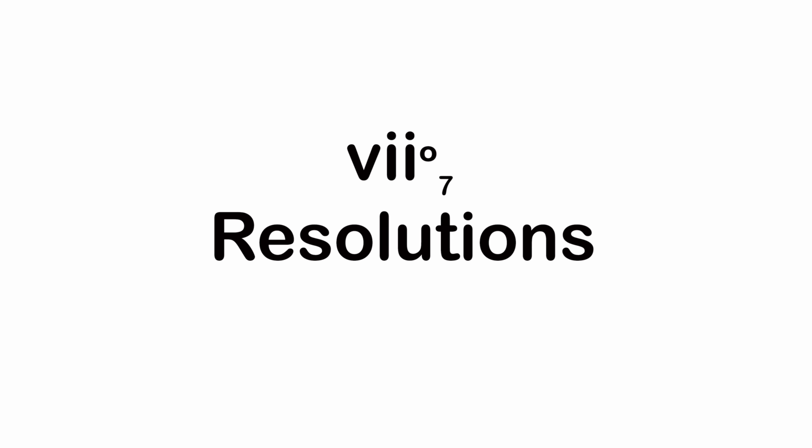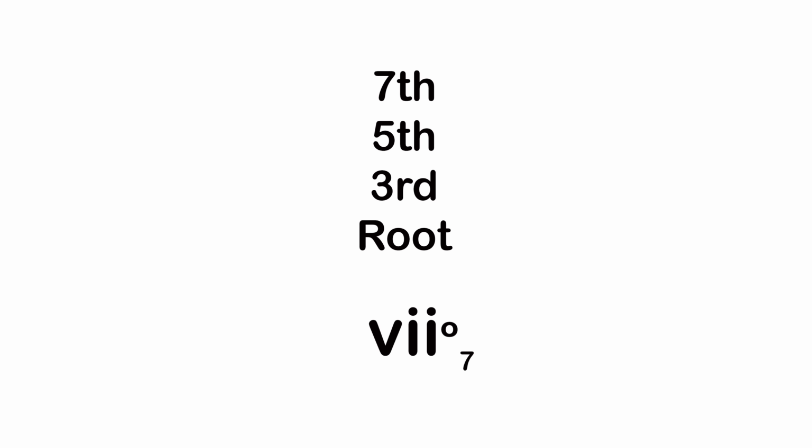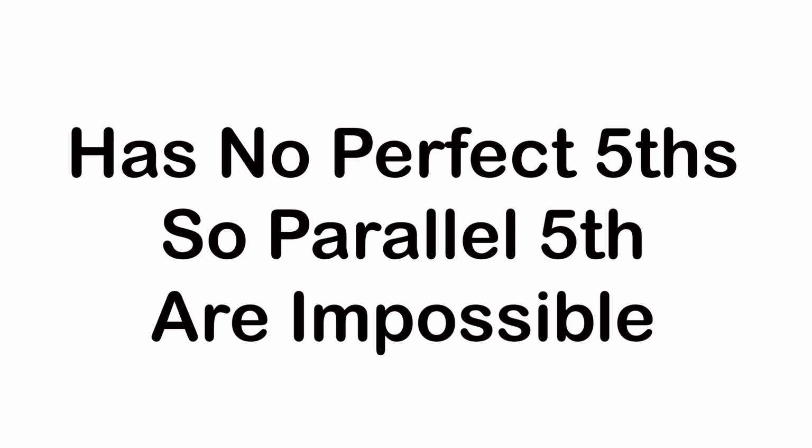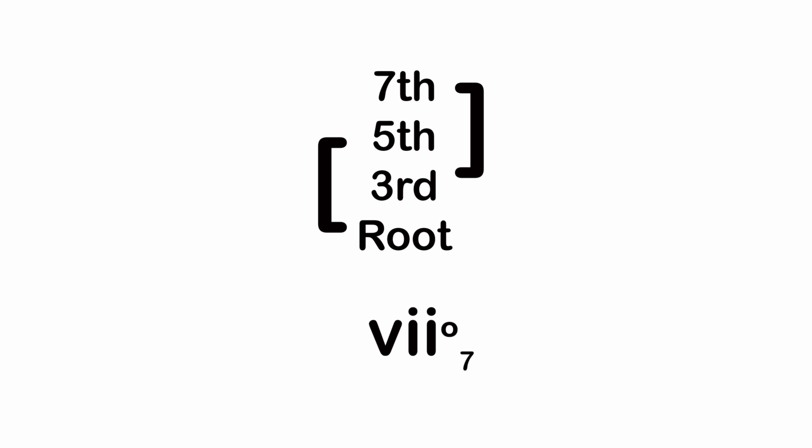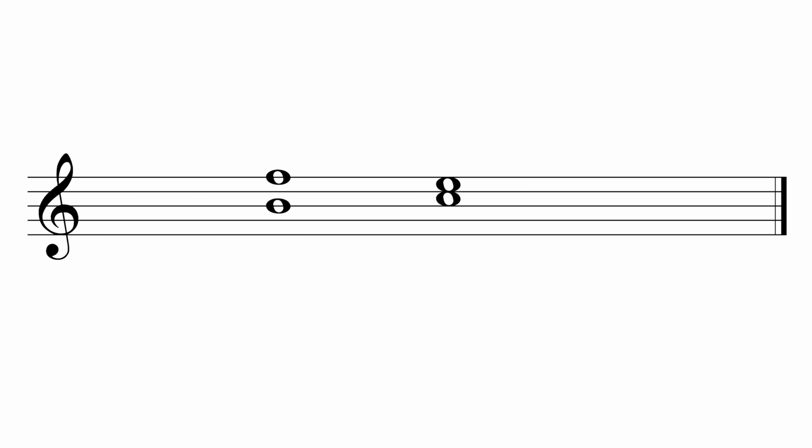The full diminished 7/7 resolutions. The full diminished 7th chord is the most useful newcomer in this group. It has no perfect fifths, so parallel fifths are impossible. That's nice. It also has 2 tritones, and usually at least one of these is resolved. The tritone resolutions follow the standard rule for all augmented and diminished intervals. Augmented intervals expand, and diminished intervals contract.